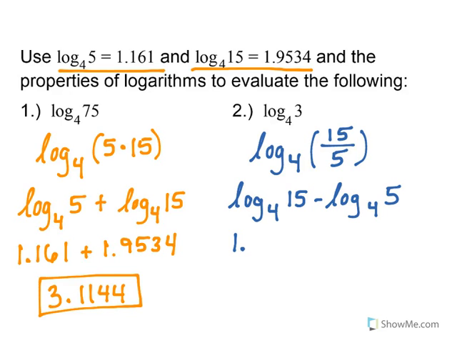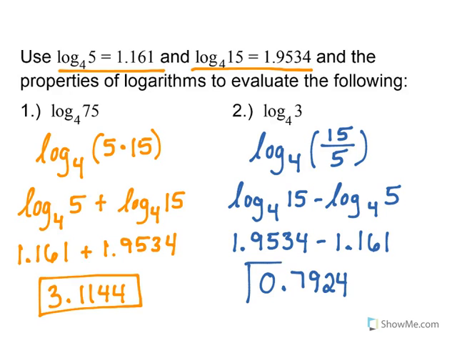So this is 1.9534 minus 1.161. And again, these values are provided to us by a calculator. We'll talk more about how to get them in a calculator later. So this comes out to 0.7924. So log base 4 of 3 is approximately 0.7924. All right, let's look at two more.